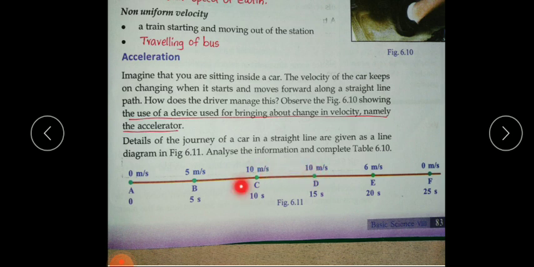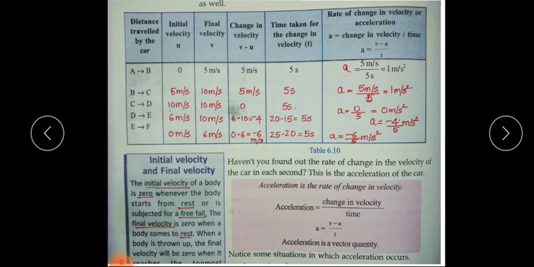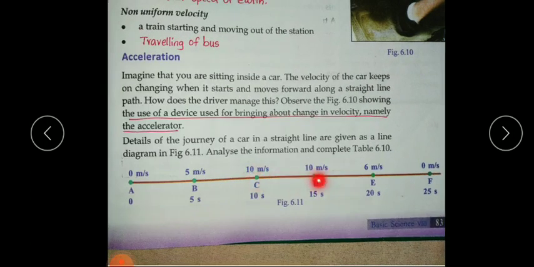Moving from C to D, the car moved with constant velocity or uniform velocity. So with the same velocity, the car traveled from C to D. So here you can see initial velocity 10 meter per second, final velocity 10 meter per second, change in velocity 0, and we will get acceleration as 0 meter per second square. That means in this case there is no acceleration because there is no change in velocity.